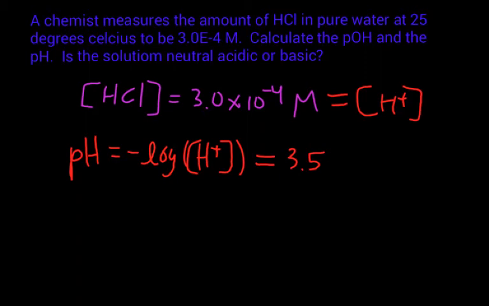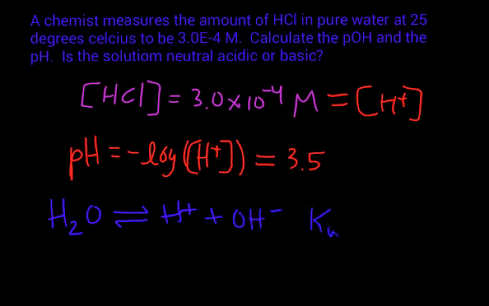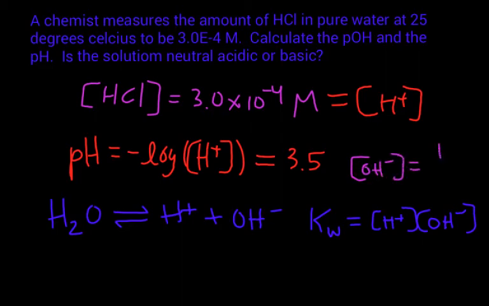Okay, so there's a couple of things that we can do here. We know that water has this equilibrium expression where it autodissociates to H plus and hydroxide ion. We call the equilibrium constant Kw, equal to H plus times hydroxide. We could solve this problem a couple of ways. We could use this expression to plug in our H plus concentration and solve for hydroxide. The way we would do that is hydroxide is equal to Kw divided by H plus.